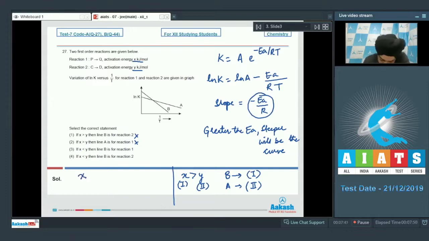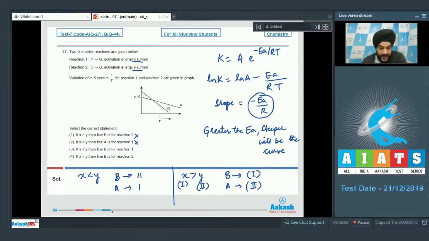So if you talk about X is less than Y now, students, so when Y is greater, it means that Y will represent the line B. So when X is less than Y, it means that the line B will represent the second reaction and the line A will automatically represent the first reaction.